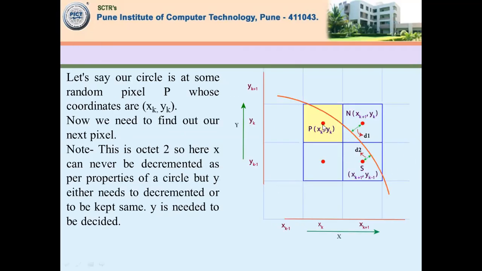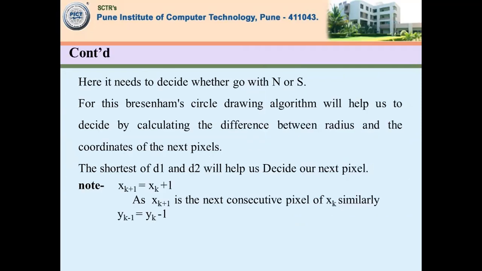But what about y? If you observe from the p to n, the y value remains as it is, right? But if you move to the south direction, the y value gets decremented. So you can't decide about y now, right? For that you need an initial decision parameter. Based on that we are going to decide it. So y will either get decremented or will be as it is. Same concept as that of the line drawing algorithm.